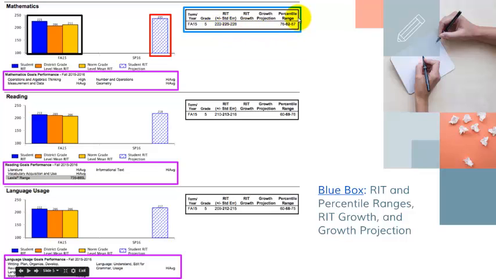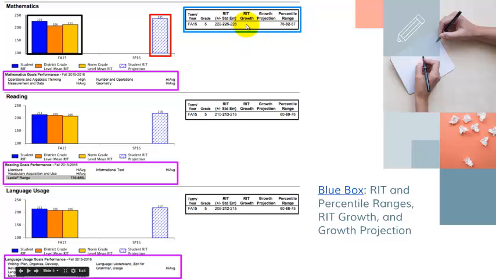Let's skip over to the percentile range. This student scored in the 82nd percentile. That means they scored at or better than 82% of students in the norm group. Now there are 2 columns here that don't have any data in them yet: the RIT growth and the growth projection. You will see data in them after we take our spring administration of the MAP.